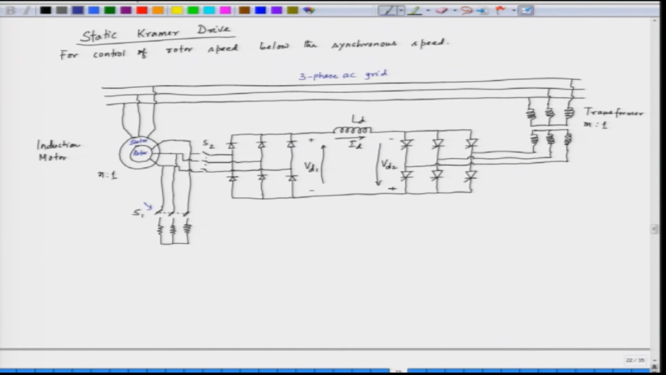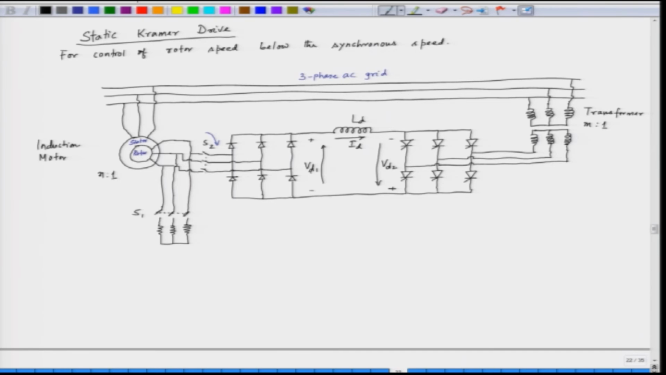So, the stator is fed from the 3 phase AC and the rotor is connected to 3 resistors through the slip ring. The motor normally rotates, and when we want to recover the slip power and do the speed control, we open switch S1 and close switch S2. So, these 3 switches are closed. When these 3 switches are closed, the rectifier is connected to the rotor of the induction motor.